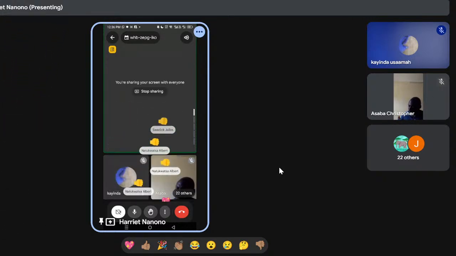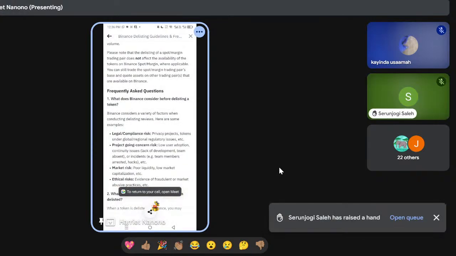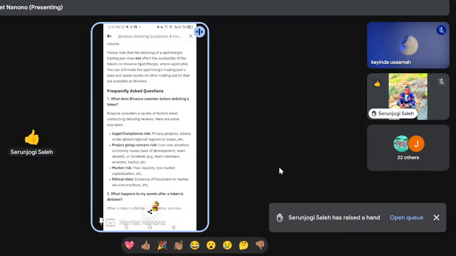People are still here. Let us look at what Binance says, because most of us are using Binance. Frequently asked questions: what does Binance consider before delisting a token? And it is here. Binance considers a variety of factors when conducting delisting reviews. Here are some of them. Legal and compliance risk.